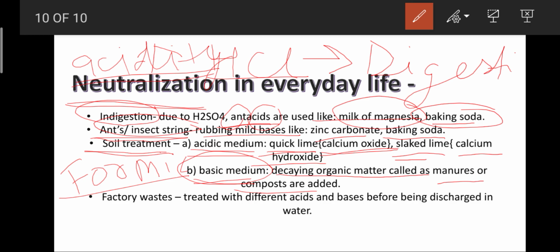Now there is another use for the neutralization reaction, which is factory waste. When it is treated, if the factory waste is basic, we will treat it with acid, and if it is acidic, it must be treated with a base before being discharged into the water or mainstream of water, so that it would not harm or affect the purity of the water which we have.